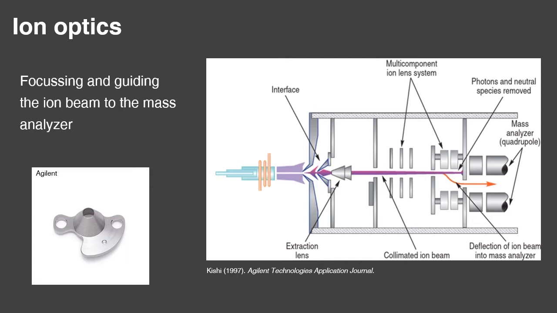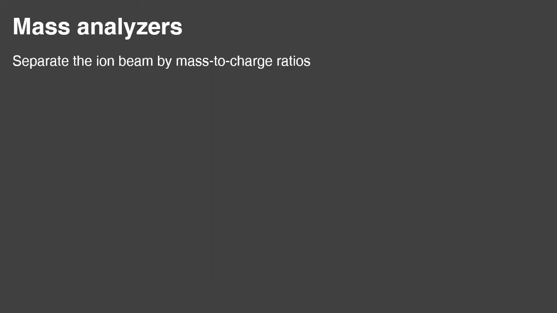Mass analyzers separate the ion beam by mass to charge ratios. ICP-MS instruments with different types of mass analyzers are available. The selection of the instrument type depends on the measurement requirements and sample characteristics. A quadrupole is one of the most commonly used types of mass analyzers.